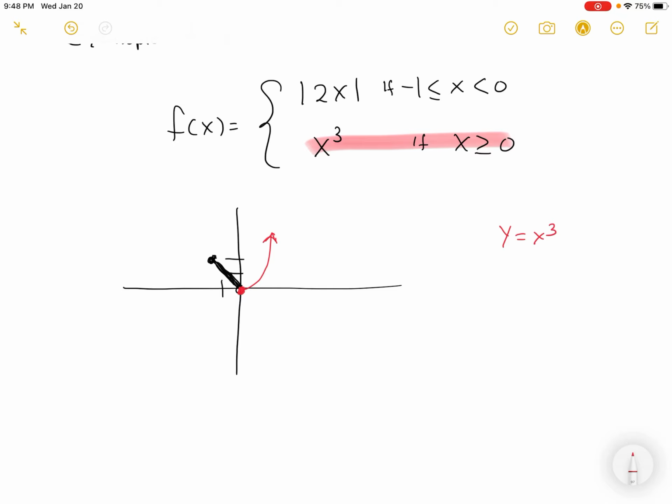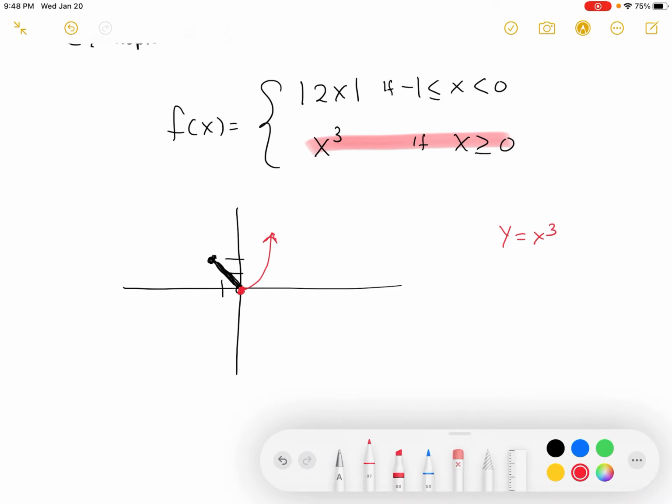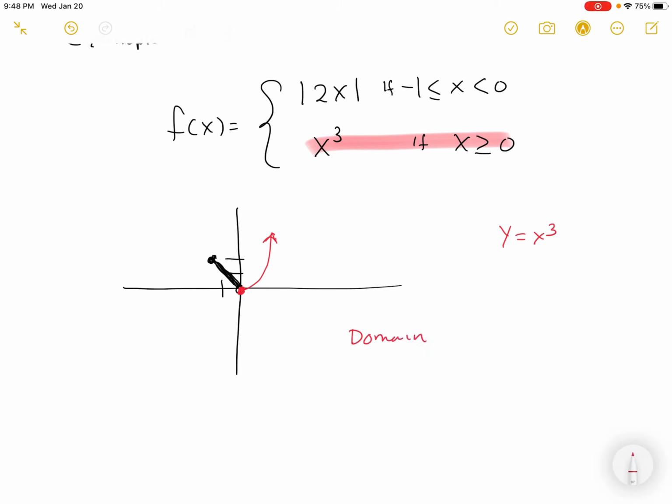What's the domain? Oh, I can leave it in red. What's the domain? Well, we see it. It's from negative 1 forward. What are the intercepts? Well, there's only one intercept, 0, 0. It's both an x and y intercept at the same time.